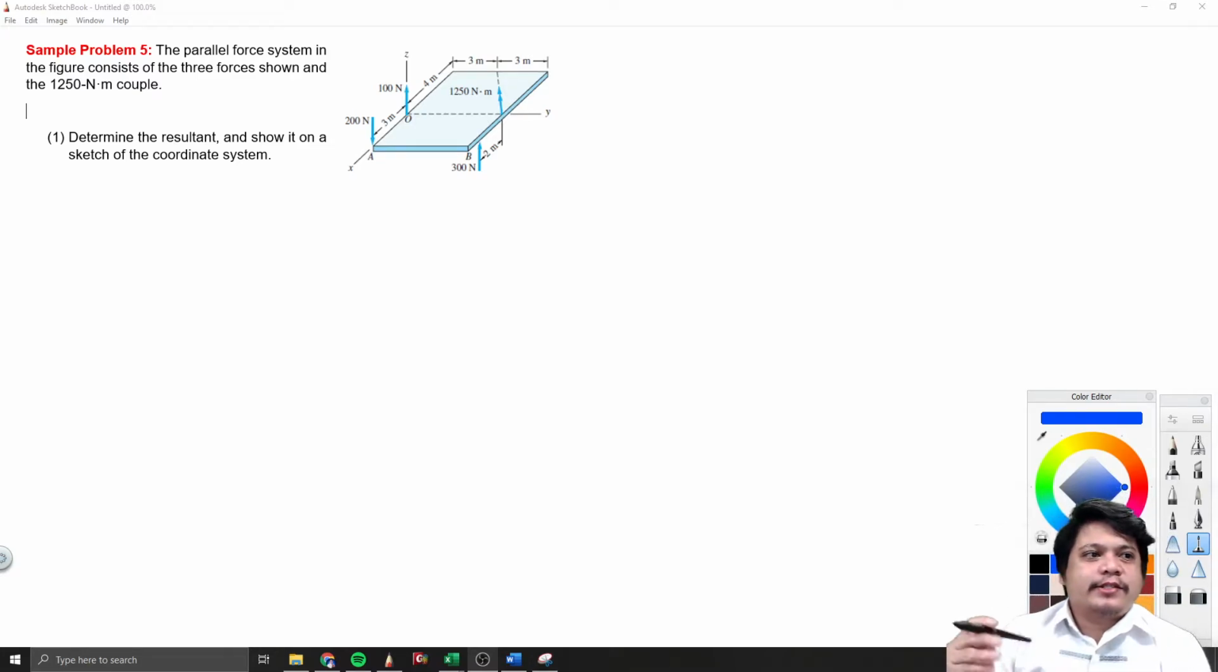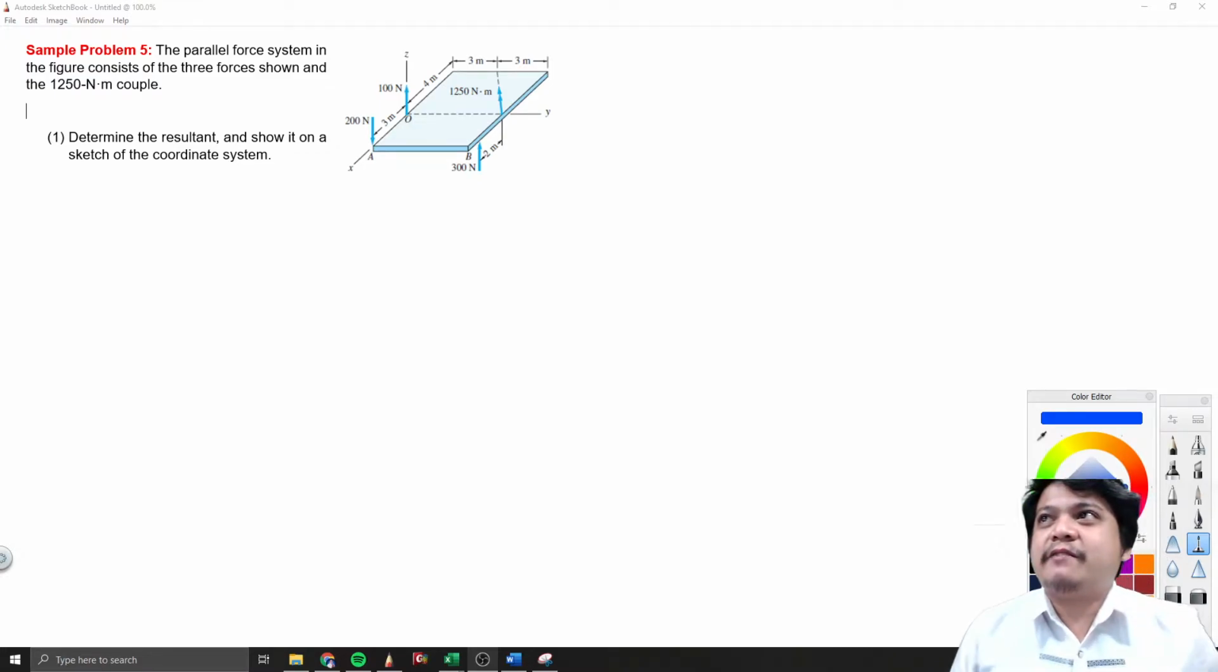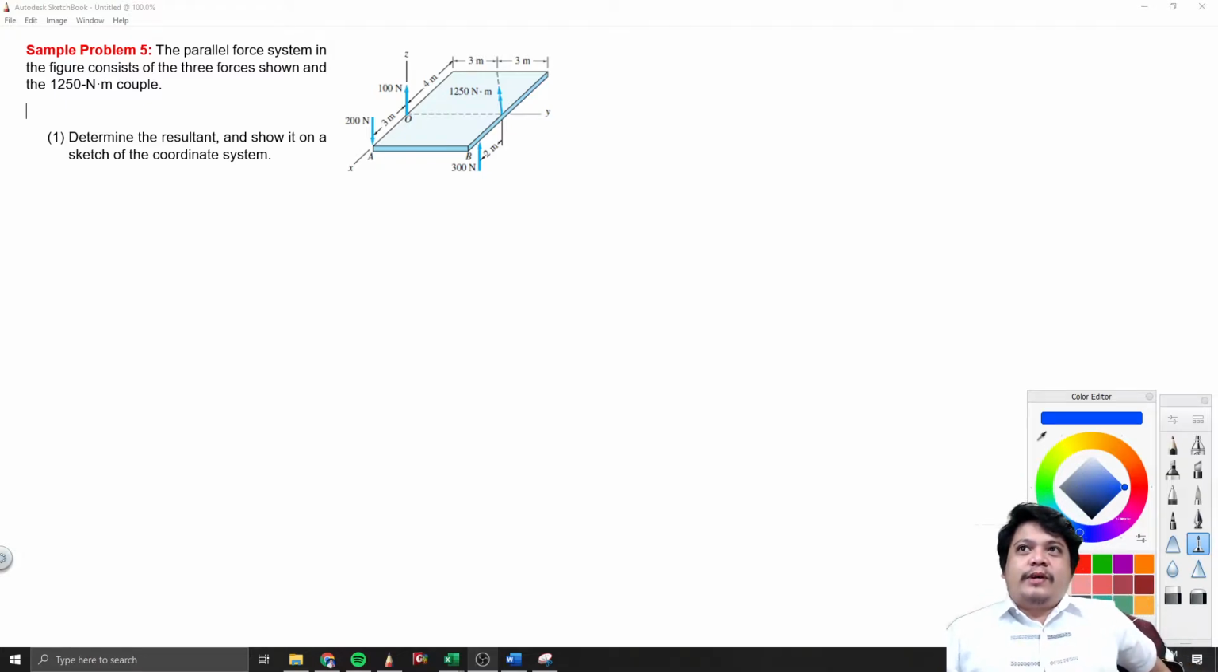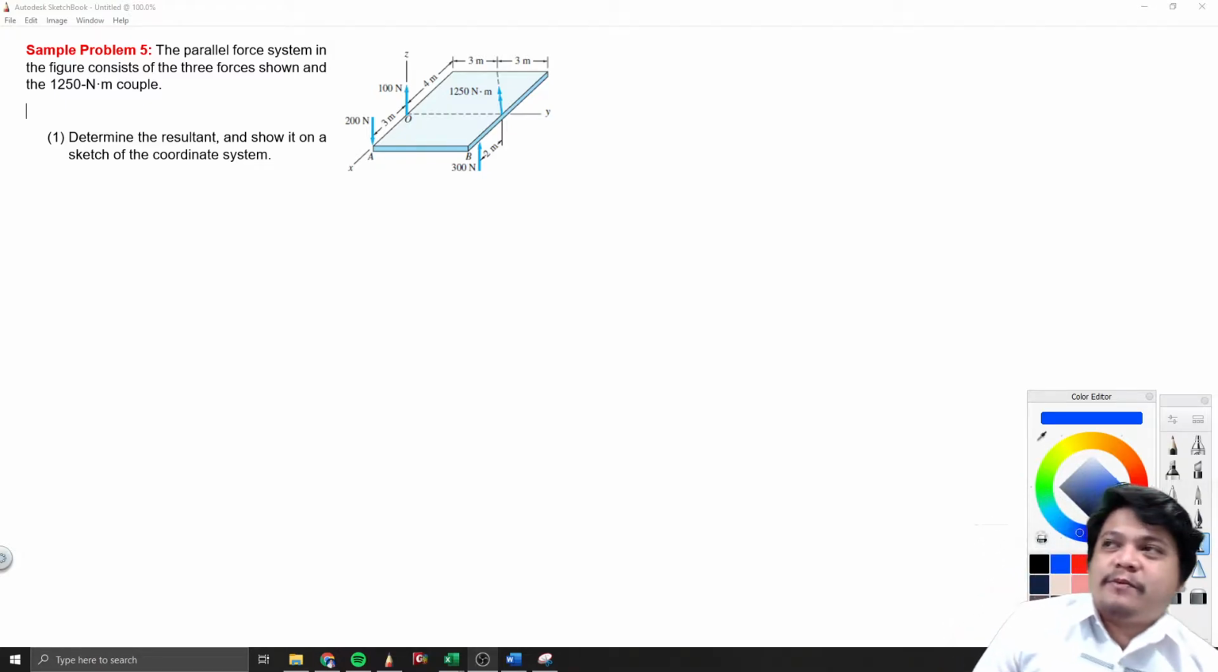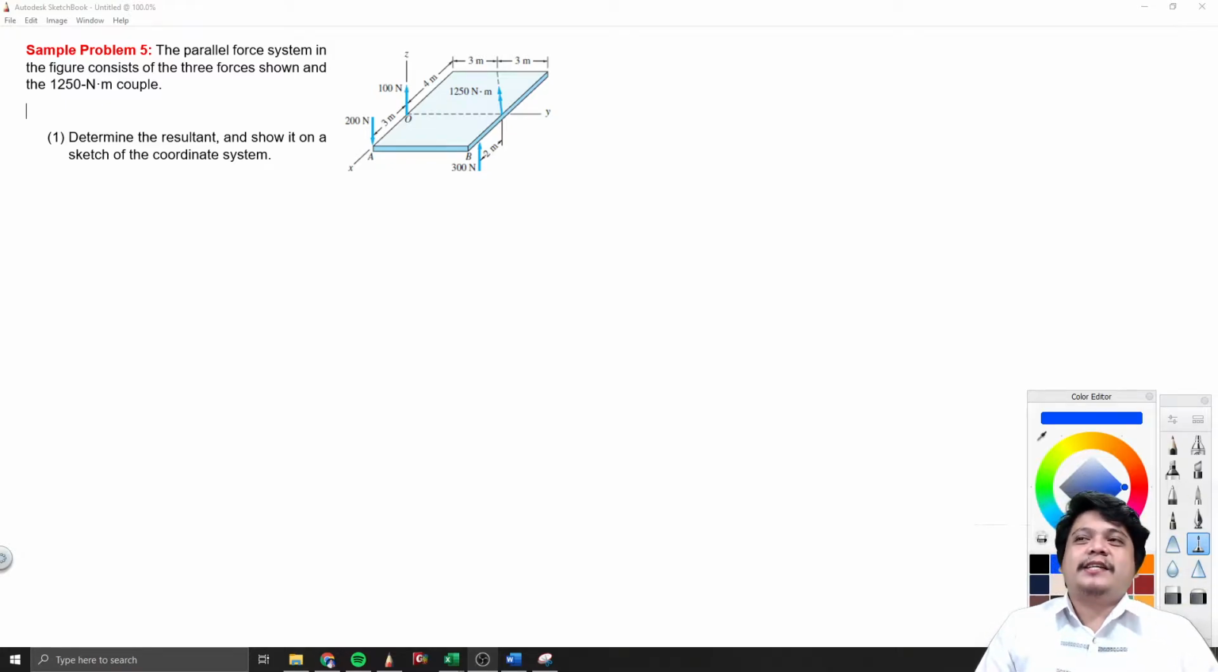Okay, so let's have it for problem number 5. The parallel force system in the figure consists of the three forces shown and a 1,250 Newton-meter couple. Okay, so pag sinabi natin parallel forces, syempre lahat ng forces natin parallel, ano? Pag sinabi natin concurrent forces, tumatama sila at the common point. Okay, pag sinabi natin coplanar, they lie on the same plane.